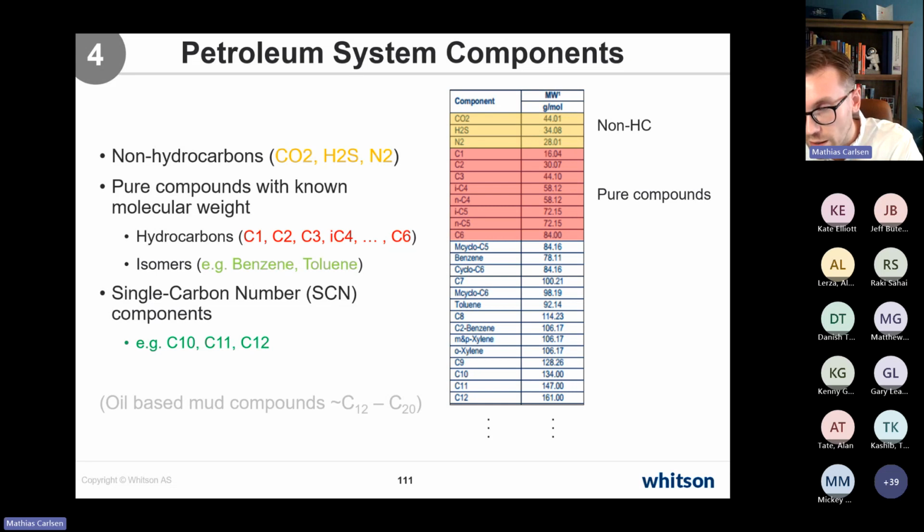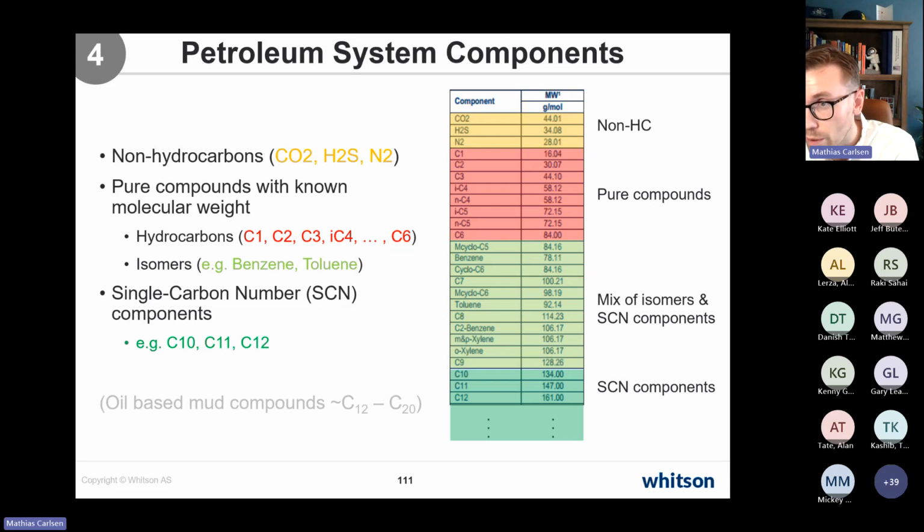So the molecular weights for these are known. Then we have a mix of isomers and single carbon number components, and for the single carbon number components the molecular weight is just estimated. These are what we call Katz-Firoozabadi body molecular weights.